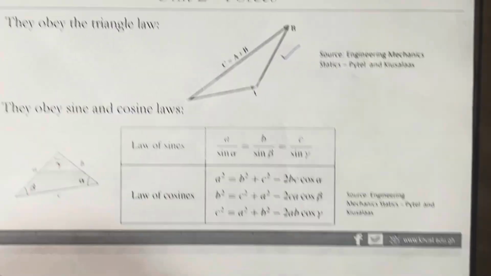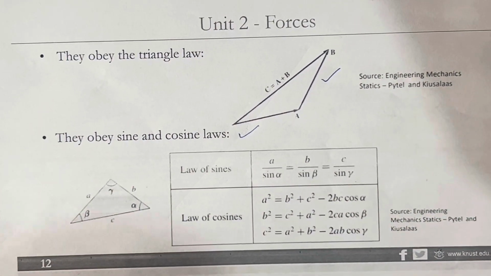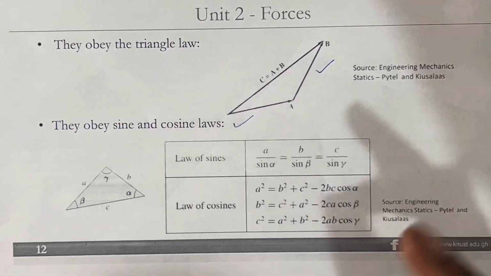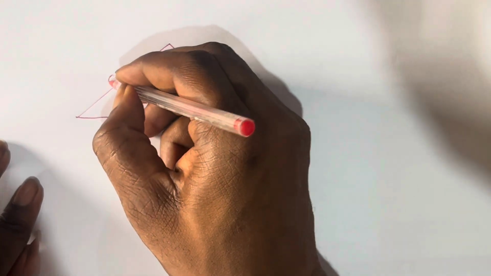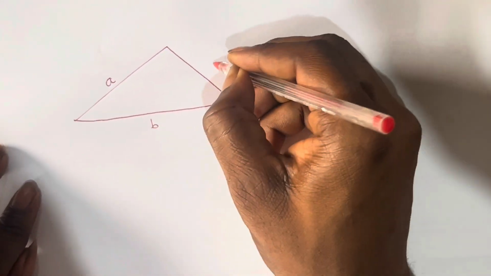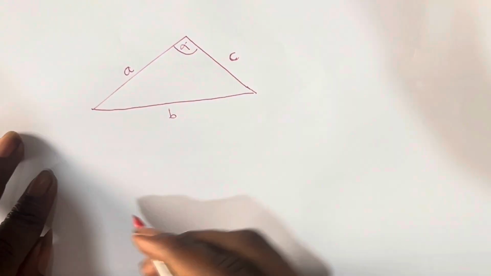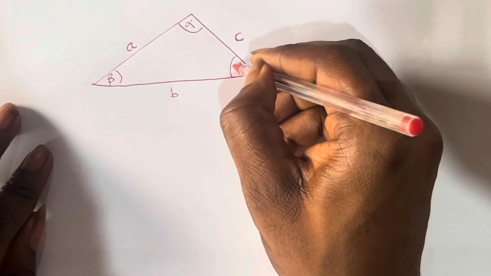Now, vectors also obey the sine and the cosine laws. I want to make the sine and cosine laws very easy. I have three sides of a triangle. Let me call these sides A, B, and C. Let me call the angles alpha, beta, and gamma.